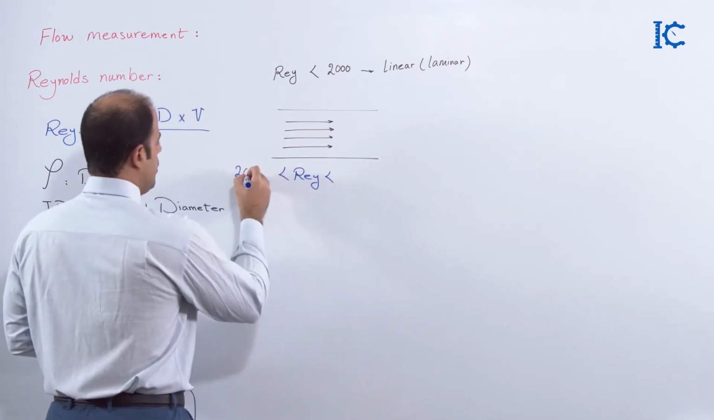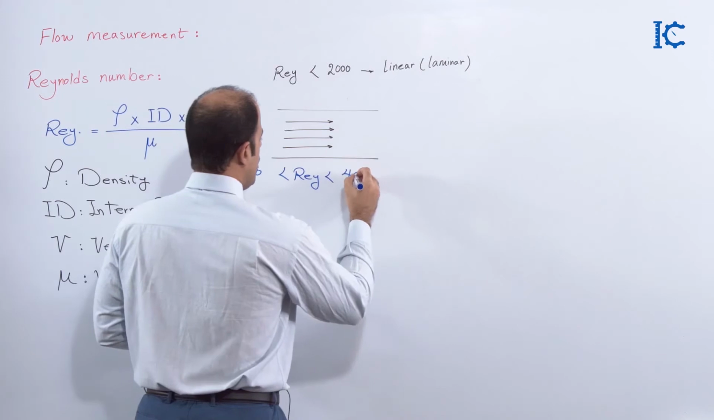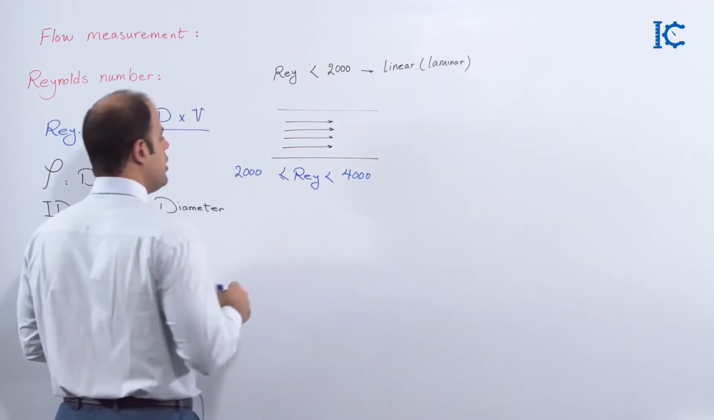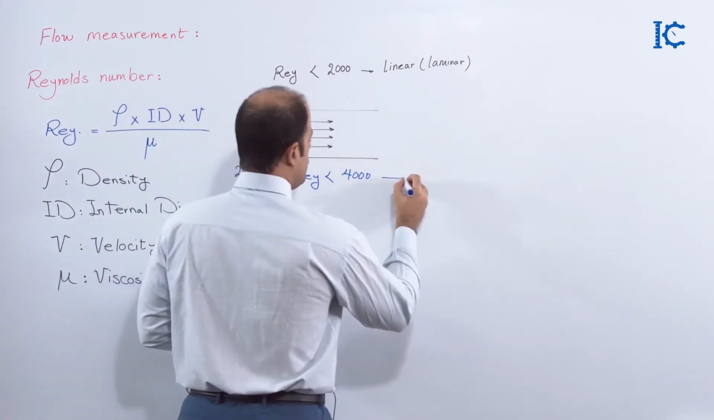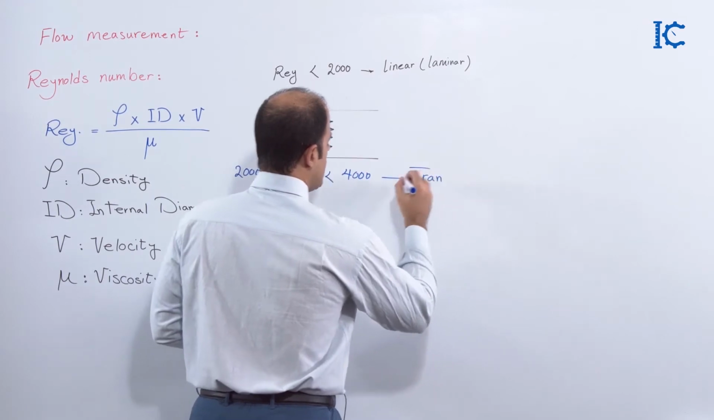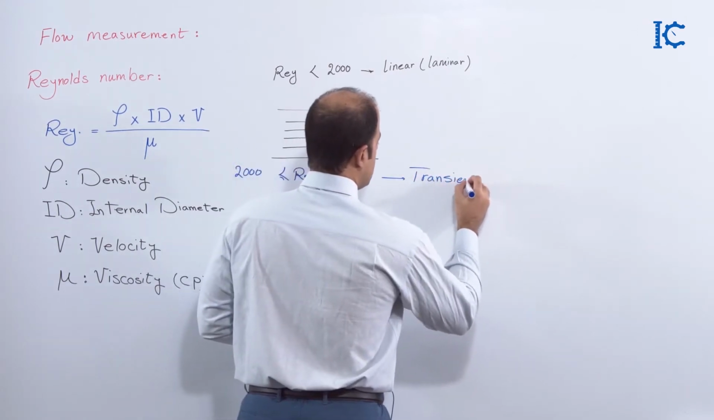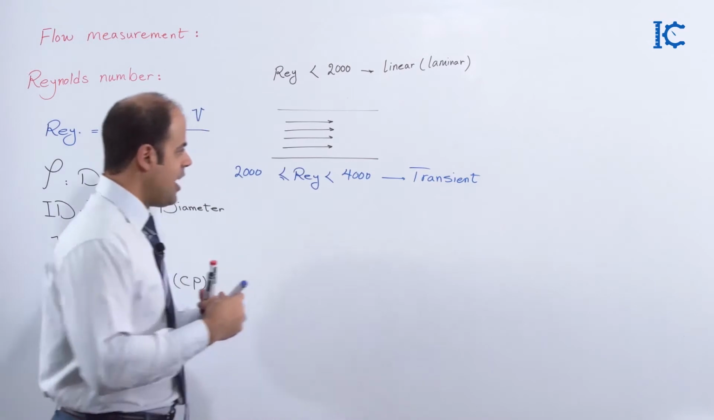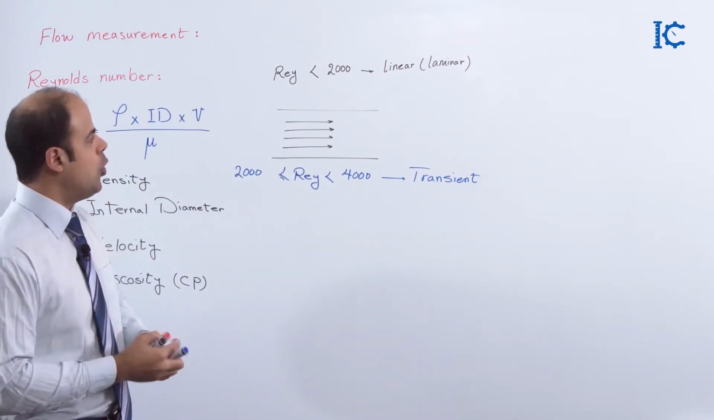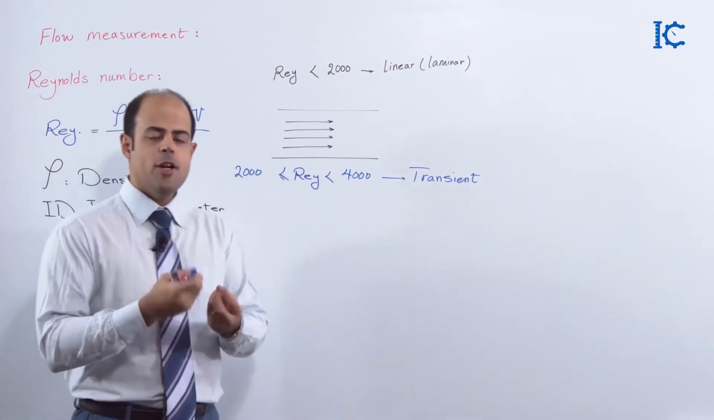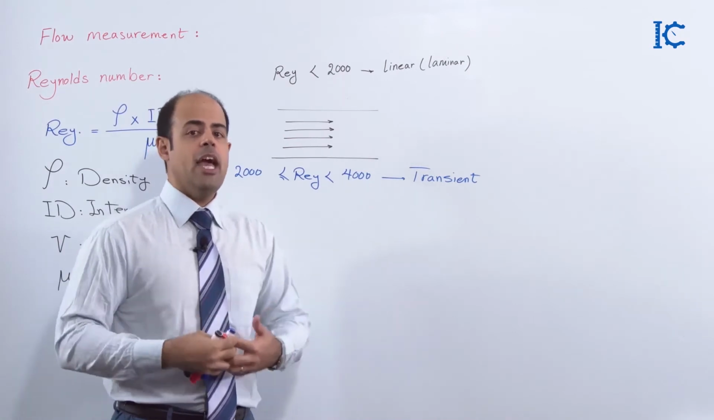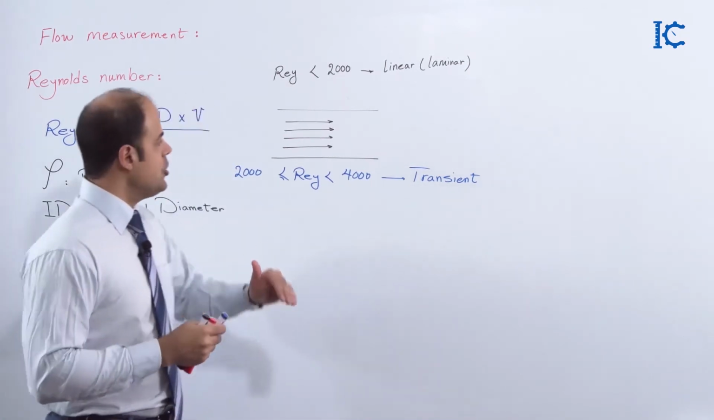is calculated and is, for example, between 2000 and 4000, the flow is called transient. It means that we have some distortion, or some turbulence, but not a high level of it. It's just something like that.